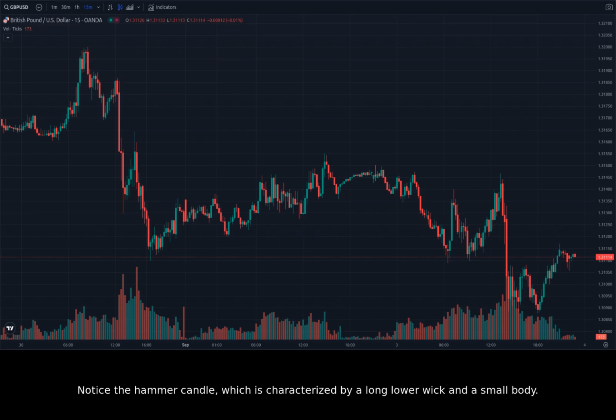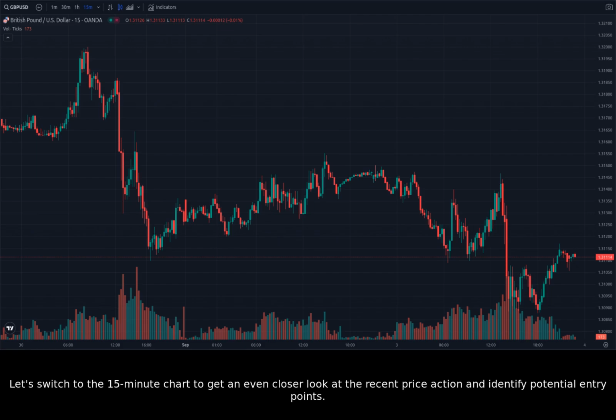Notice the hammer candle, which is characterized by a long lower wick and a small body. Hammer candles often indicate that the sellers are losing momentum and buyers are stepping in. Another potential bullish signal is the doji candle, which has a small body and long wicks at both ends. Doji candles suggest a battle between buyers and sellers, potentially leading to a price reversal. These potential bullish signals should be closely monitored as they could present opportunities for short-term traders.